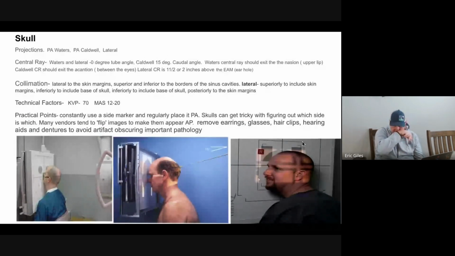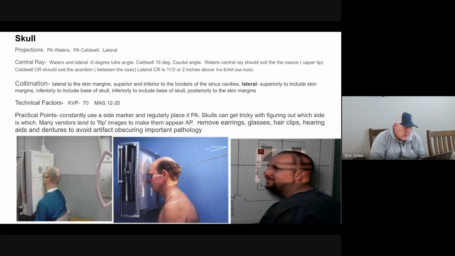Skull projections. We don't do a ton of these either, but it's something that you do need to know for testing purposes. Now, if you can remember 3 different positions as far as skull goes, you can do mainly any skull work, including sinuses, facial bones, nasal bones. If you learn these 3 projections, you're going to be able to do those. The projections we do are a PA Waters, a PA Caldwell, and a lateral. These are depicted down here in the picture.